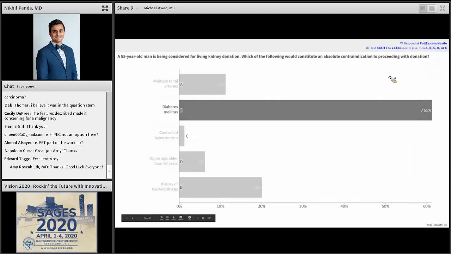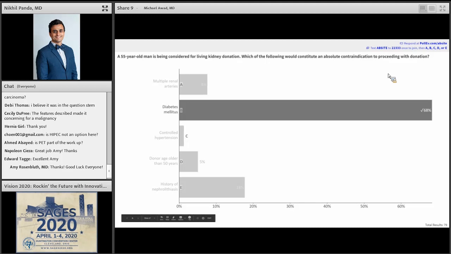Okay, great job. So all of these are situations where we would want to gather more information on that comorbidity in the living donor. The only absolute contraindication, according to the organ procurement and transplantation policies, or the OPTN, which sometimes we see on the paperwork of our transplantation patients on the wards, is diabetes.